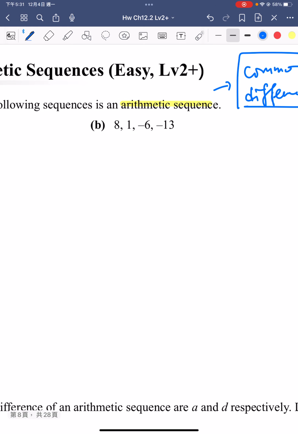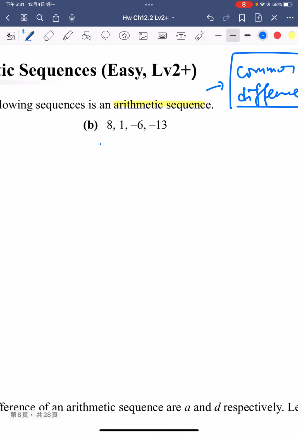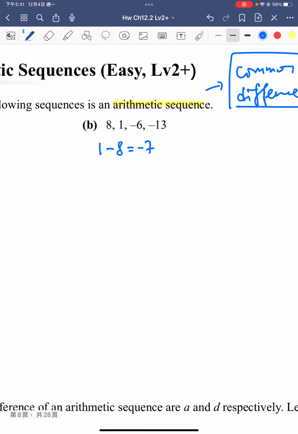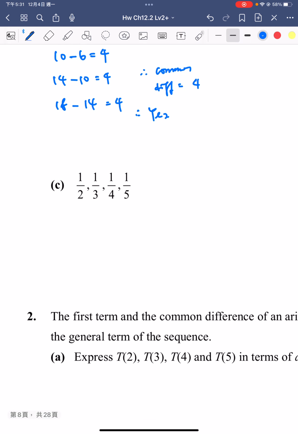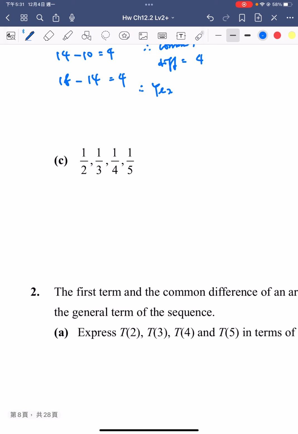And then for part B, calculate a similar thing. We have 1 minus 8, giving you negative 7. So I won't write it again. This is negative 7 as well, and this is negative 7 as well. So this is yes.